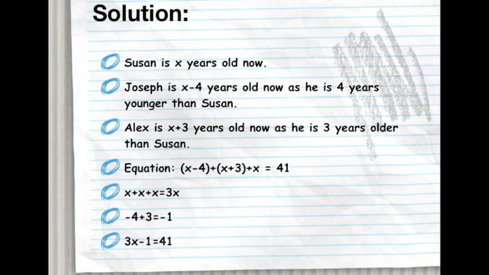Solution. Susan is x years old now. So, Joseph is x minus 4 years old now, as he is 4 years younger than Susan. Alex is x plus 3 years old now, as he is 3 years older than Susan. So the equation is (x minus 4) plus (x plus 3) plus x equals 41. So x plus x plus x equals 3x. So negative 4 plus 3 equals negative 1. So 3x minus 1 equals 41.